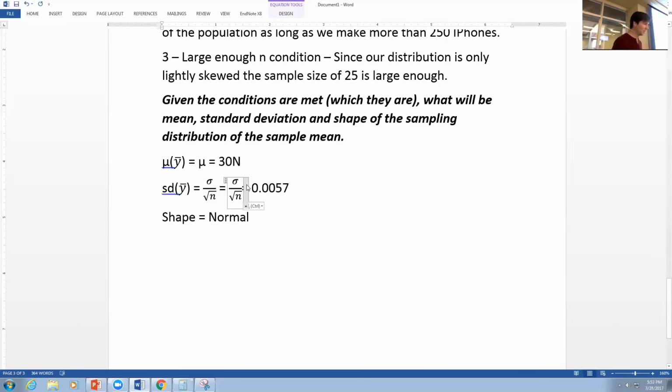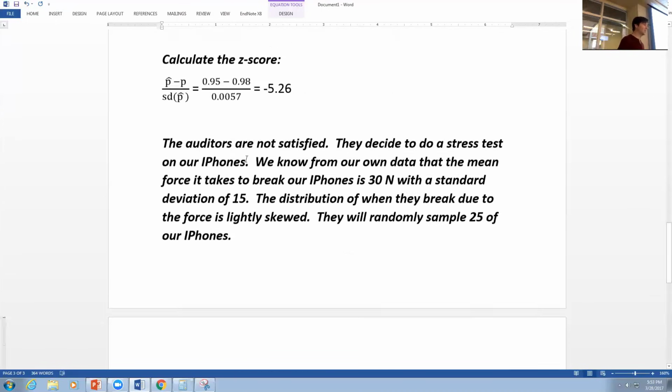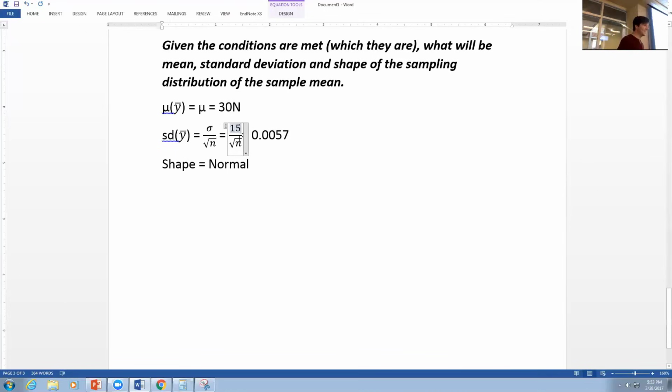So now the original standard deviation was 15. Oh, it was 12? No, I changed it, sorry. Why did I change it? Tell me why I changed it. To make it easy, because now I think we can all solve that. It's 15 over 5, which is 3. That's nice and neat. Does that make sense? The shape will still be normal. We're writing everything out here nice and neat.